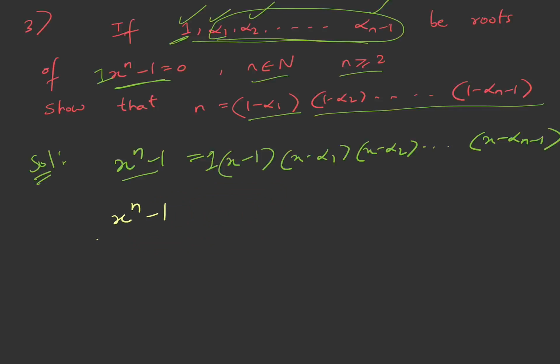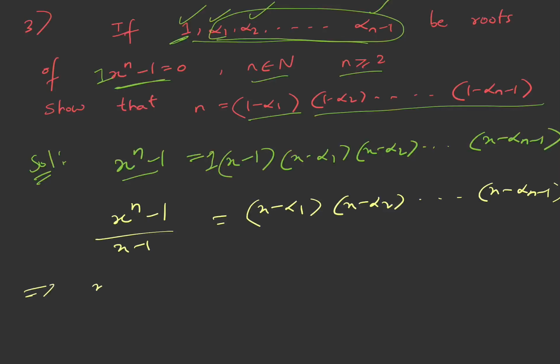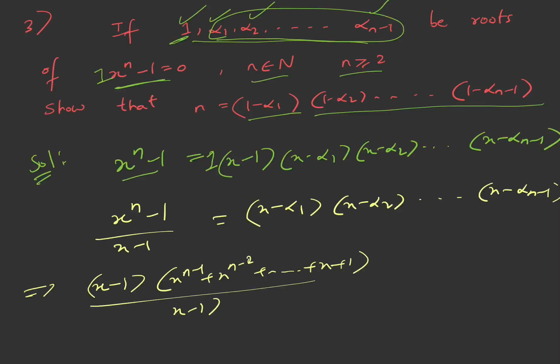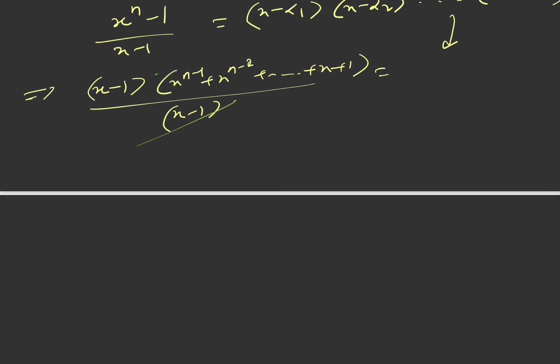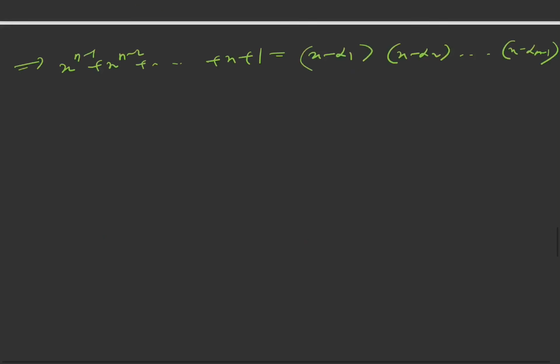So what I am doing is, I am just dividing this by x minus 1, so that here you just have x minus alpha 1, x minus alpha 2 and x minus alpha n minus 1. And x power n minus 1 can be written as x minus 1 into x power n minus 1, x power n minus 2 and so on plus x plus 1, divided by x minus 1 is equal to this thing as it is. So I can just cancel x minus 1 and I have x power n minus 1 plus x power n minus 2 plus so on plus x plus 1 is equal to x minus alpha 1, x minus alpha 2 and x minus alpha n minus 1.